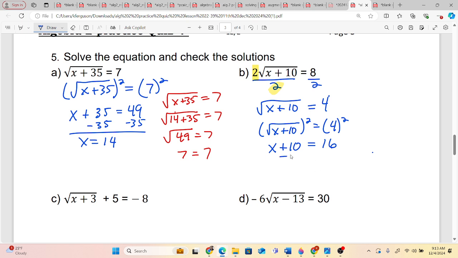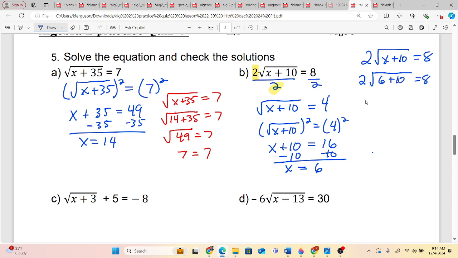So now it's just an equation. Subtract 10 from both sides. x equals 6. So now I need to go back to my original equation, 2 times the square root of x plus 10 equals 8. So I need to plug in 6 there. So 2 times the square root of 6 plus 10 equals 8.